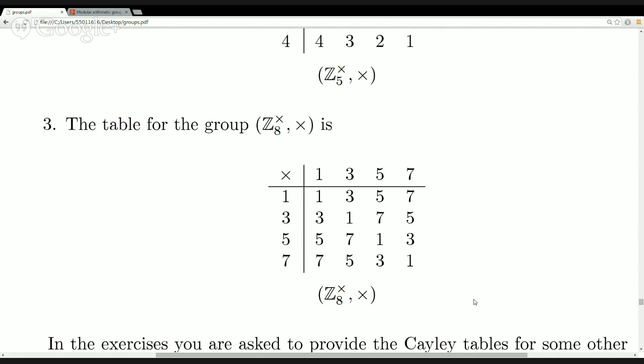Let's try 3. 3 squared, 3 times 3 is 2. 3 cubed, which will be 3 times 3 squared. Well, we already know 3 squared is 2, so 3 cubed will be 3 times 2, which is 6. Okay, it's looking good. 3 to the power 4 will be 3 times 3 cubed. 3 cubed we already know is 6, so 3 to the power 4 will be 3 times 6, which is 4. It's a new element, again good. 3 times 4 gives you 5. 3 times 5 gives you 1. And you notice there we went through all of the elements of Z7.